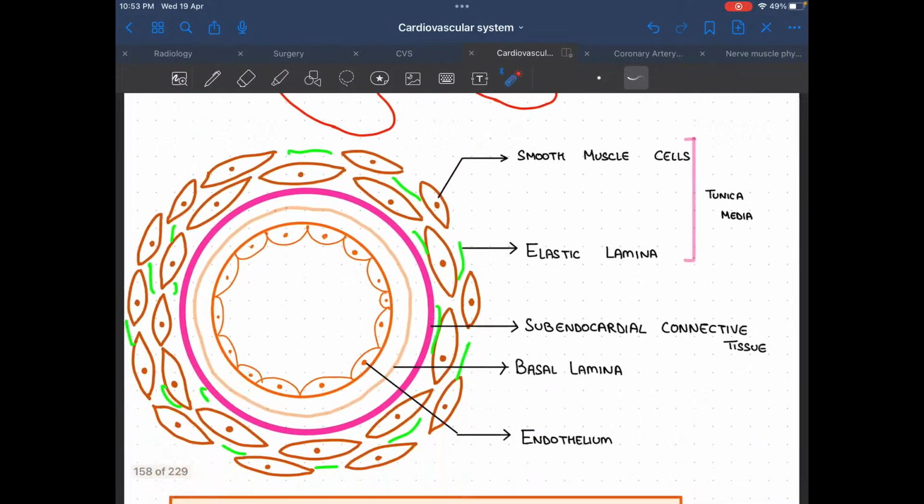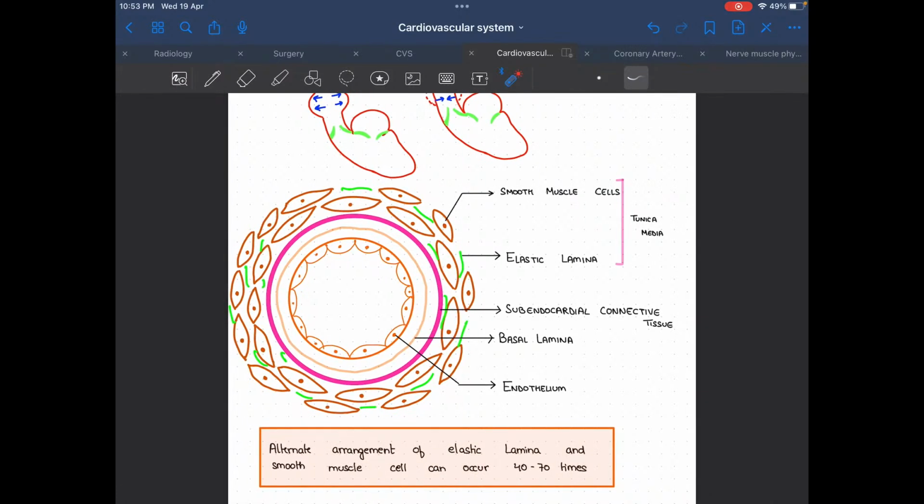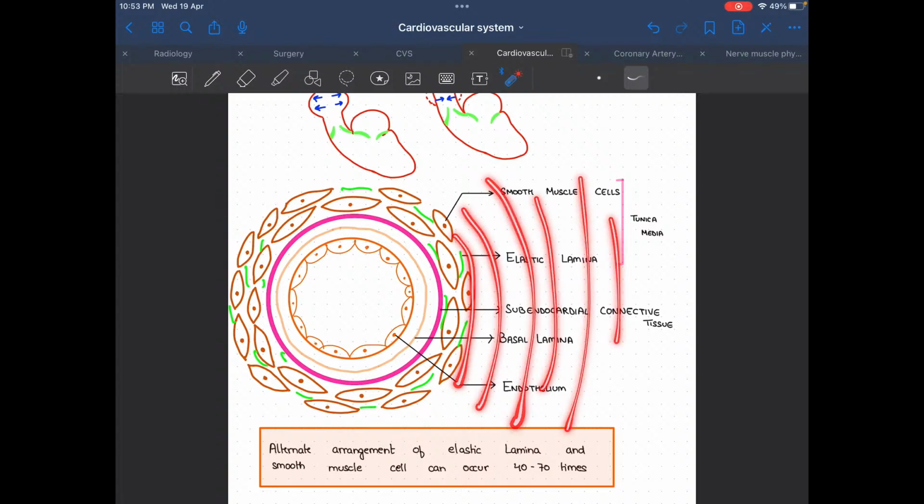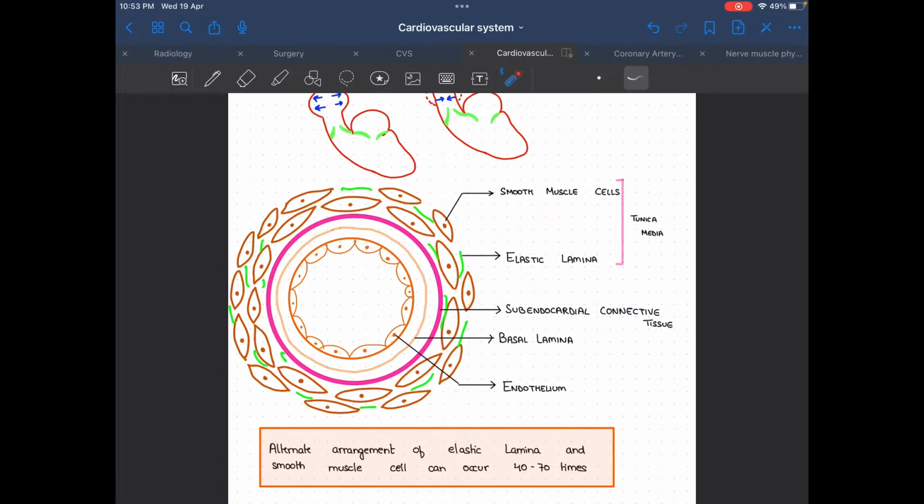ठीक है, so large arteries का mainly जो architecture it remains same, and mainly यहाँ पे मैं कोई आपको याद ये रखना है that there is going to be alternate arrangement of elastic lamina and smooth muscle layer. So it's like internal elastic lamina, smooth muscle, elastic lamina, smooth muscle, elastic lamina, smooth muscle, up to how many times? Up to 40 to 70 times. तो इतने ज़्यादा elastic ये vessels हैं.